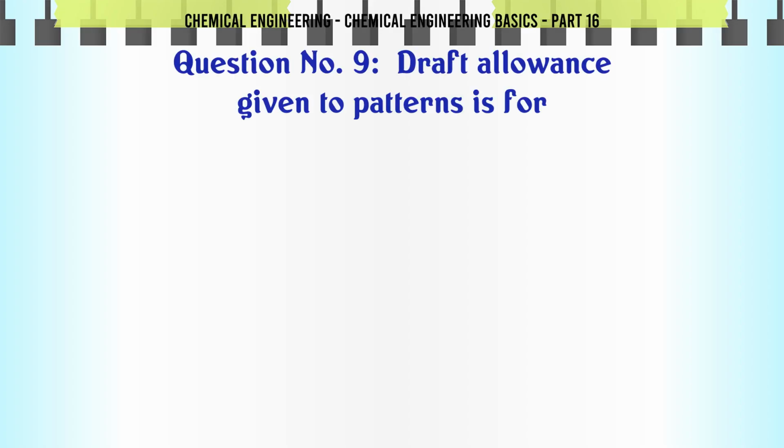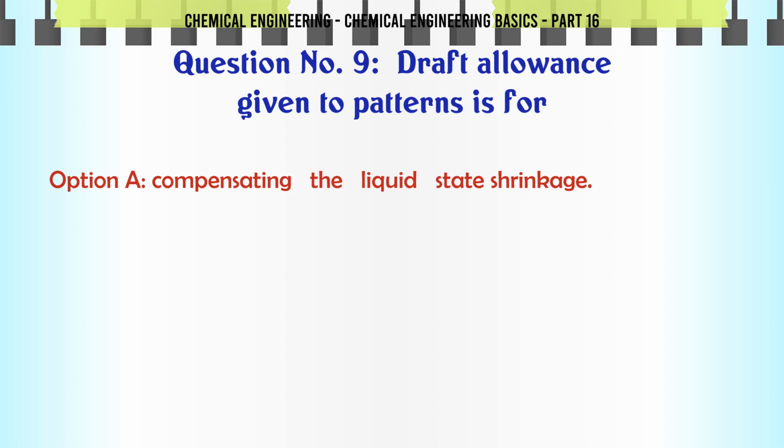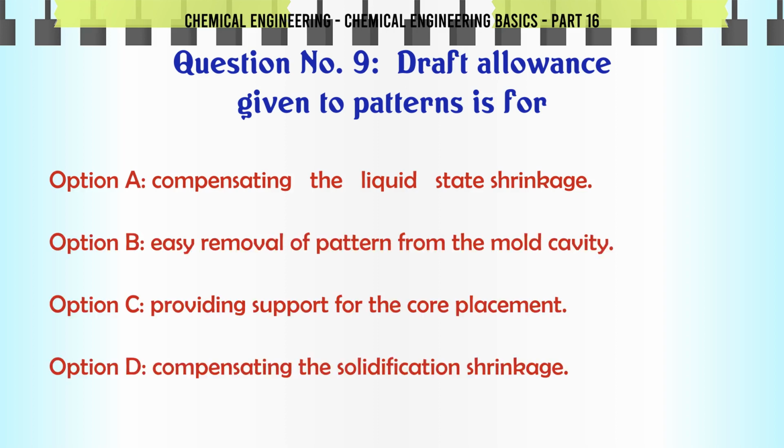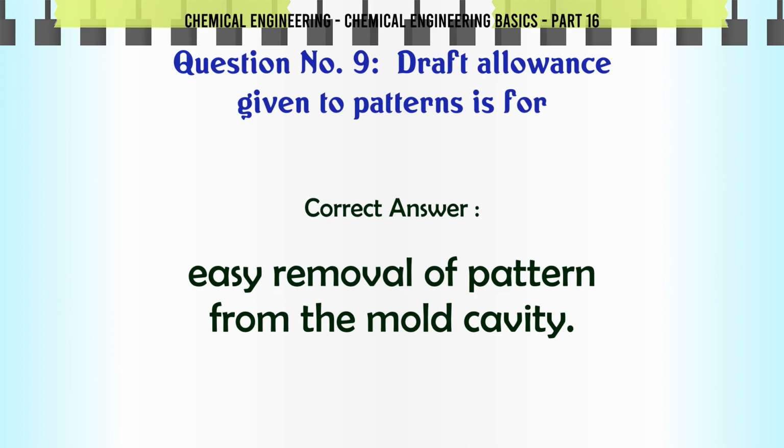Draft allowance given to patterns is for A. Compensating the liquid state shrinkage. B. Easy removal of pattern from the mold cavity. C. Providing support for the core placement. D. Compensating the solidification shrinkage. The correct answer is easy removal of pattern from the mold cavity.